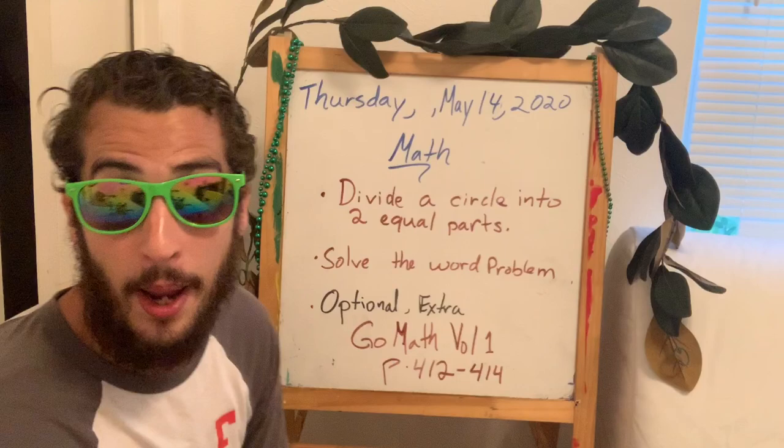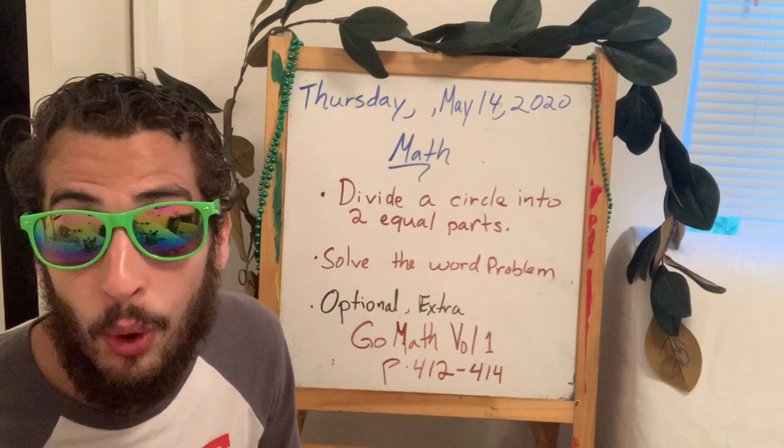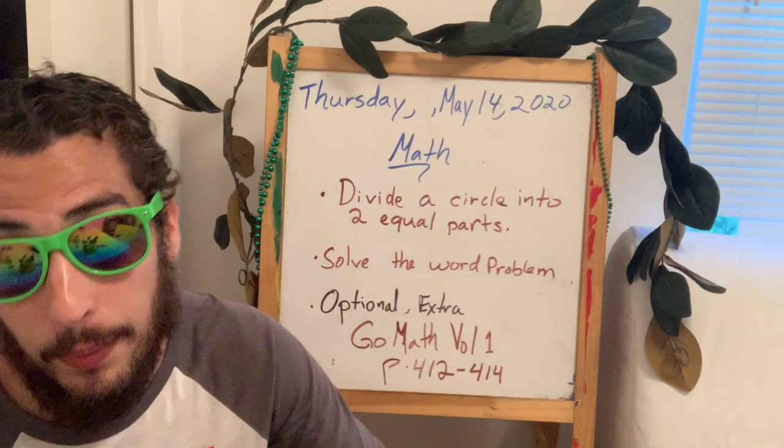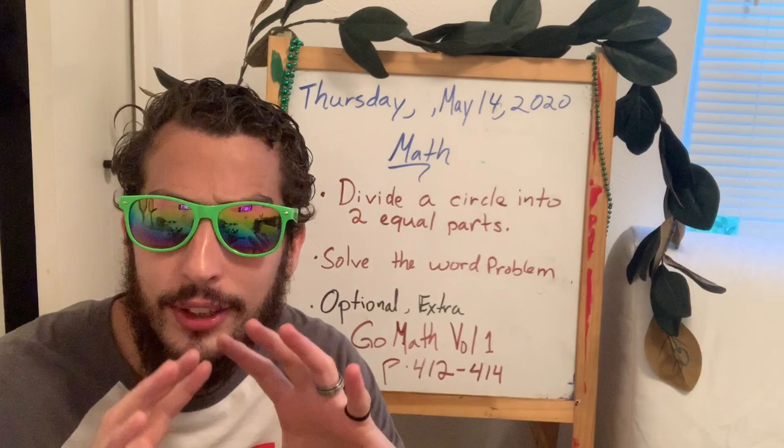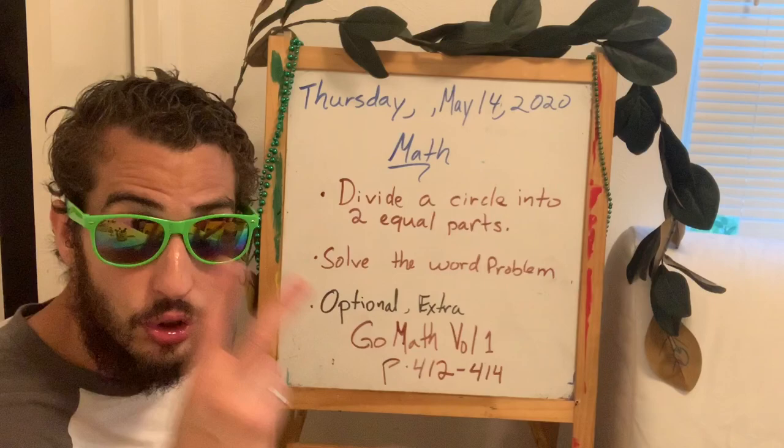On math, we are going to continue reviewing a little bit more about division and more of shapes. So the first thing that we're doing, you're going to divide a shape. The shape that we're dividing is a circle. So I want you to imagine you're cutting a cake. Imagine that you have a circle cake and you're cutting the cake into pieces. And you're going to divide a circle into two equal parts.